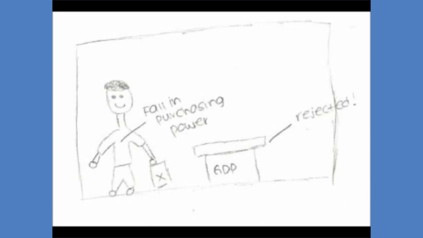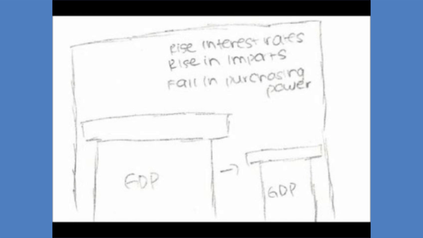Here is Bob. He represents investment. "Can I put my poll card into the box?" he asks. "Yes, you may," says Jonathan. This is Sarah. She wants to put consumer spending into the box, and of course Jonathan accepts it. Now here is Sam. He wants to put his fall in purchasing power poll card into the box and is rejected. GDP will decrease if there is a rise in interest rates or rise in imports or fall in purchasing power.